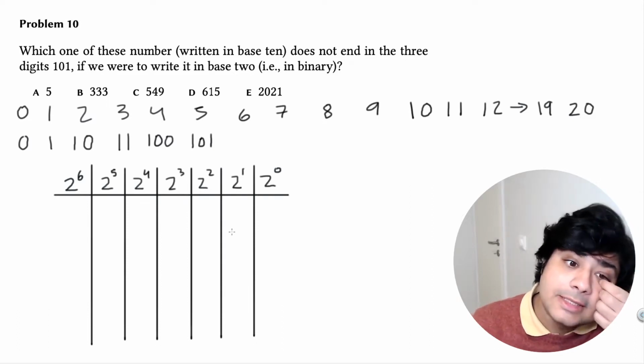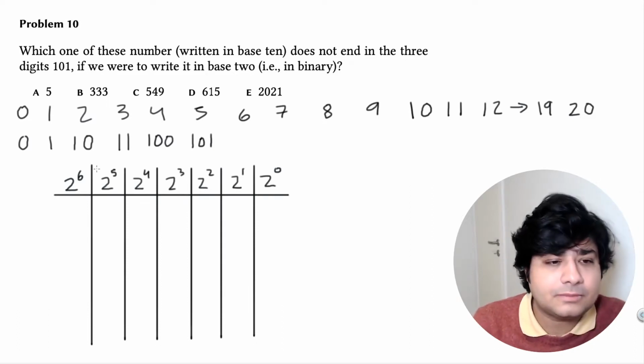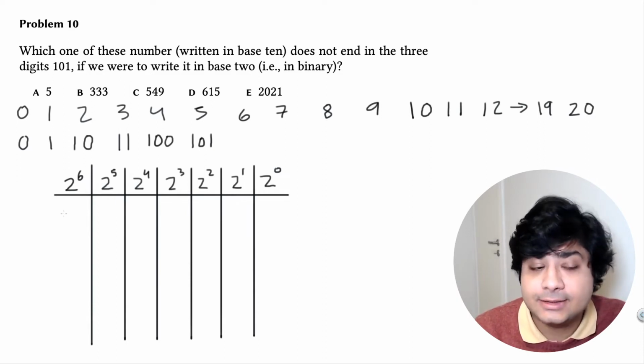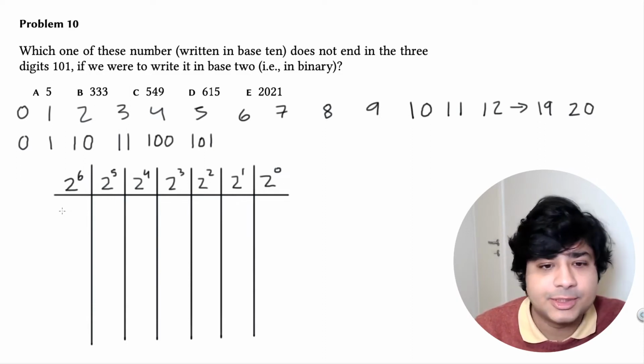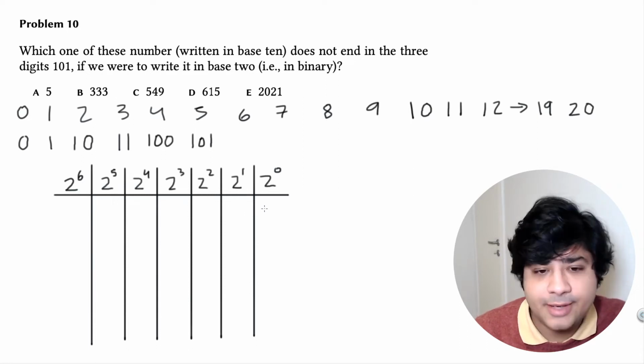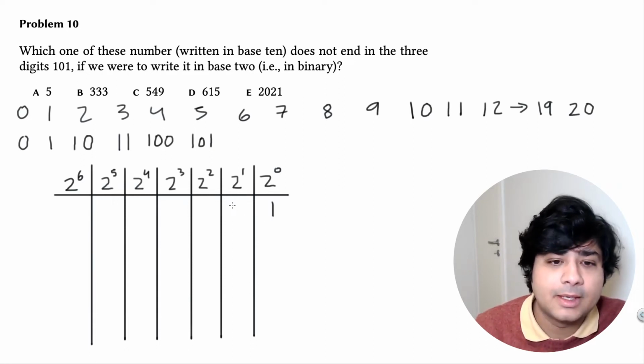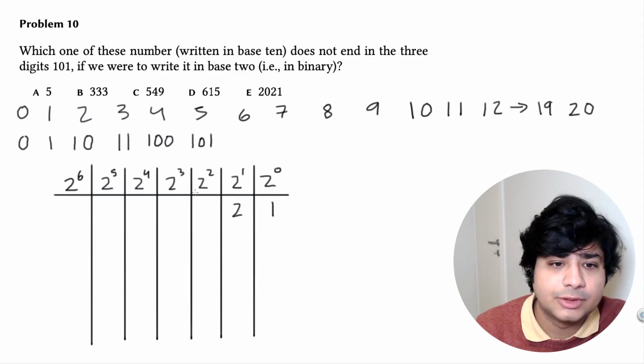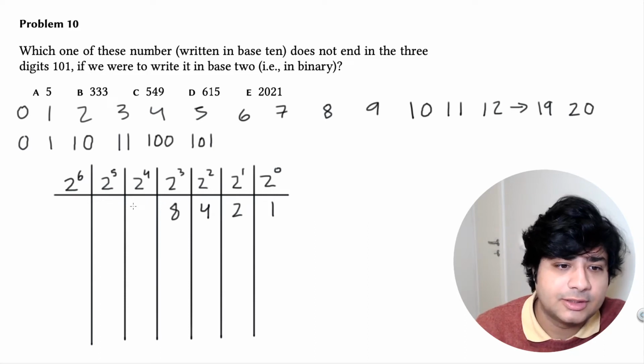All right, so once this is written, I want to write down what that results in here in the base 10 number system. So of course, anything to the power of 0 would just be 1, and then you have a 2, and then times 2, that's 4, 8, 16, 32, and 64.